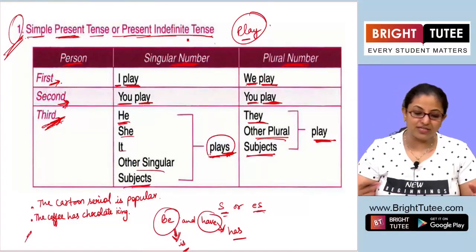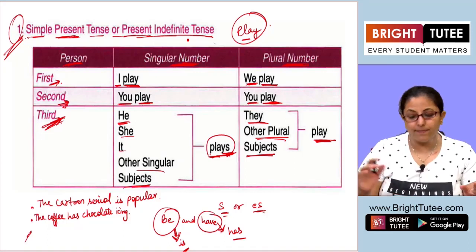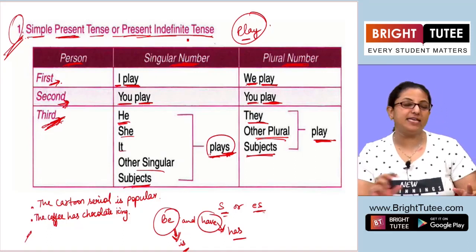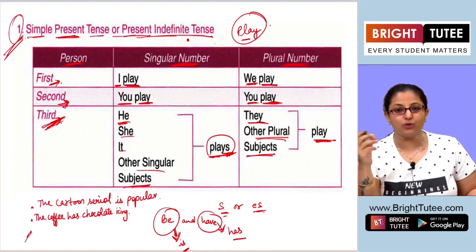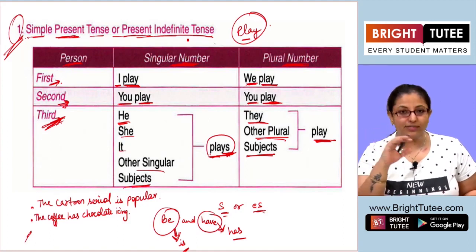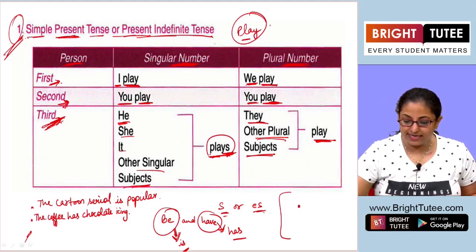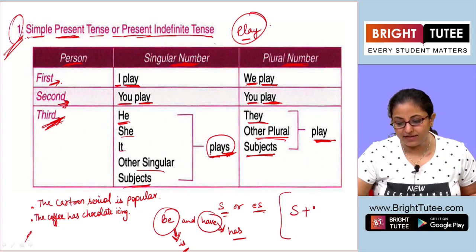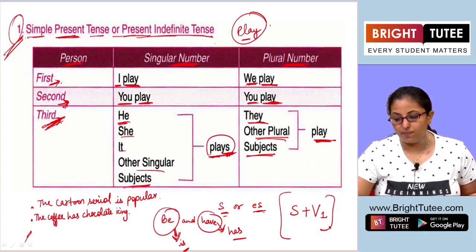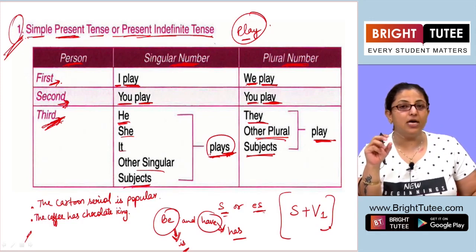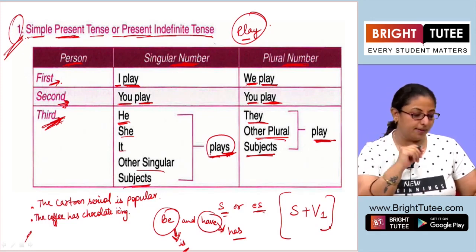So now we understood the simple present tense. Here, the structure of a sentence in the simple present tense, which indicates the present tense, simple form, is subject plus the first verb form. Subject plus the first form of verb.